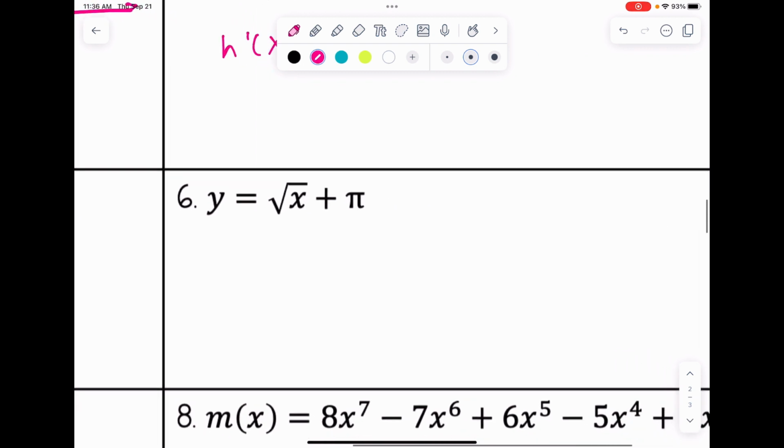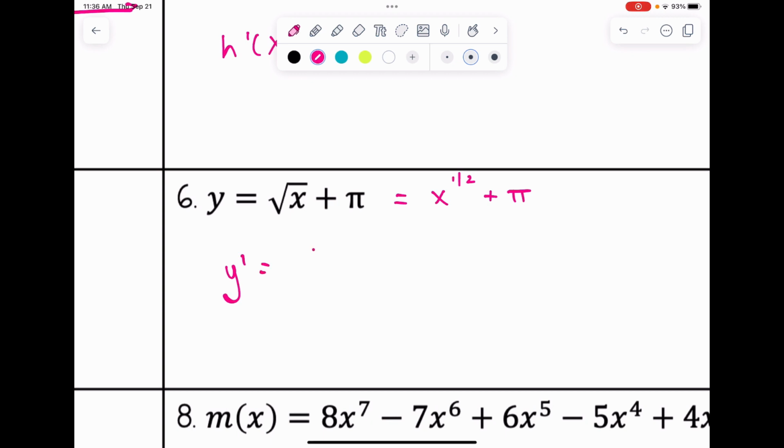Number 6 looks a little different here. So it doesn't look like our typical polynomial. We have square root of x plus pi. Anytime you see a radical, I would always try and rewrite it. So we should know that a radical is the same thing as raising a value, in this case x to the 1/2 power. So now I'm going to apply that here. So now I can use power rule.